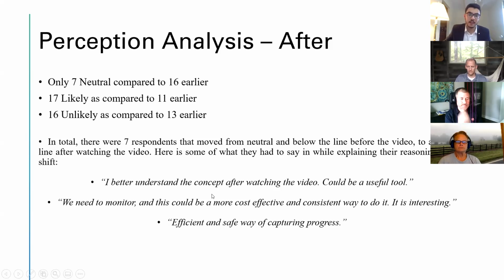I better understand the concept after watching the video. Could be a useful tool. We need to monitor, and this could be a more cost-effective and consistent way to do it. It is interesting, efficient, and safe way of capturing progress.